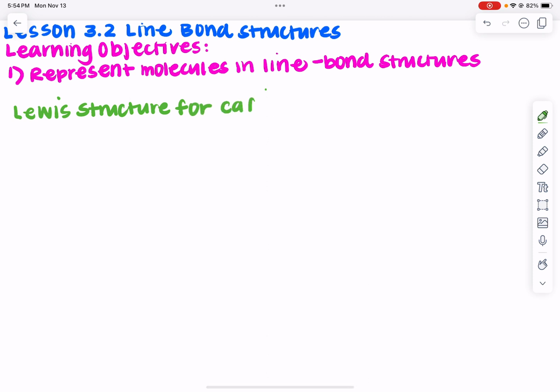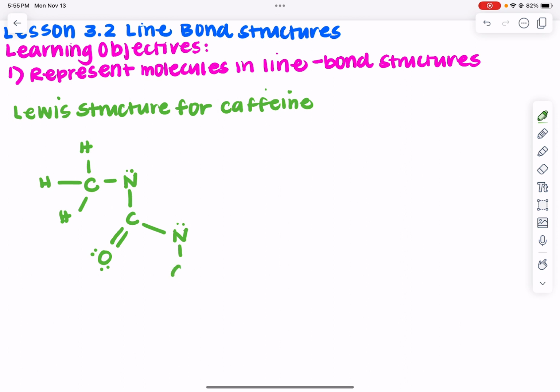The way I want to start this lesson is with a Lewis structure. I'm going to draw the Lewis structure for caffeine. It's really, really big. I'll tell you, line bond structures look awesome. We will be using them for the rest of the year. It's important that we understand them. Not everything has to be perfect, but I want us to try to master this technique. And again, when we get back from Thanksgiving, we'll do a lot of practice on this.